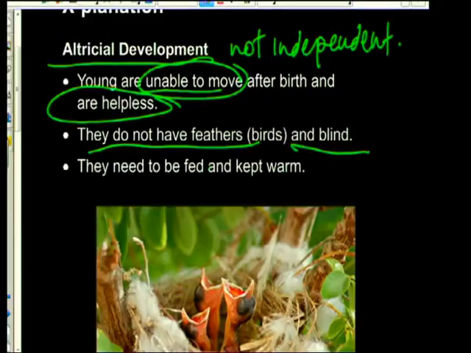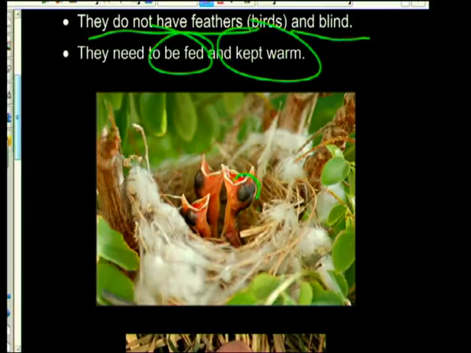You can't do anything. And obviously then, precocial is the opposite to that. So if you learn altricial, which you can relate to yourself, precocial is the opposite to that. So they do not have feathers and are blind. They need to be fed and to be kept warm. Even us, although we are endotherms, we need to be kept relatively warm with the blankets and the rest of it. There you see the birds, blind, they don't have any body covering.